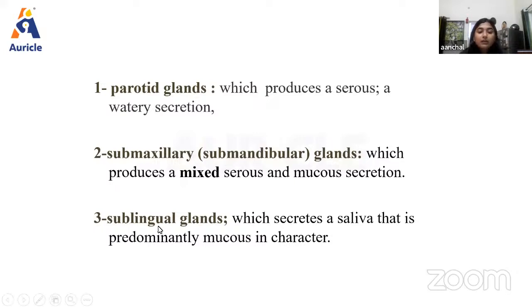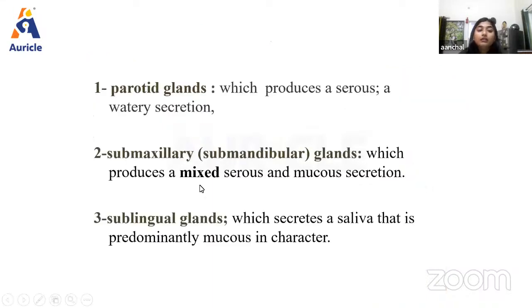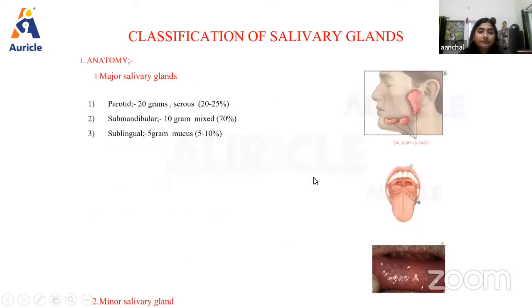Last, we have the sublingual glands, which secrete saliva that is predominantly mucus in character. Talking about the location, this is the location of the sublingual gland. Sublingual glands are the smallest salivary glands, situated in the mucosa at the floor of the mouth. Each gland weighs about 2 to 3 grams. So I hope the location and the type classification of salivary glands is very clear to you.